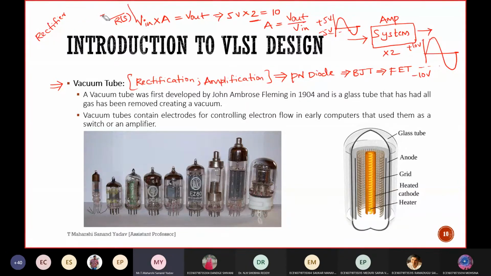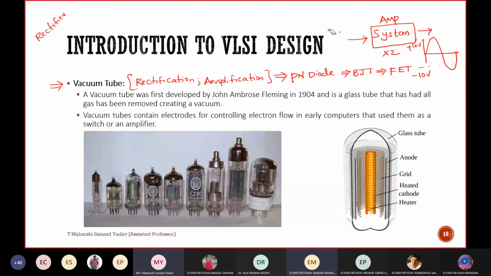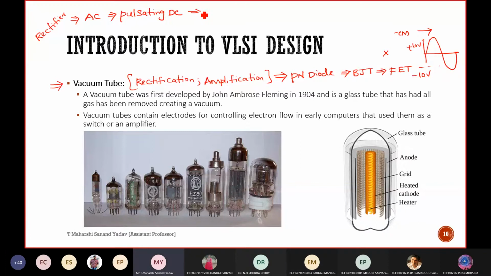Then what about the rectifier? AC to DC conversion. AC to DC or AC to pulsating DC? What is pulsating DC? Rectifier means it converts AC to pulsating DC. How to make it pure DC? Filters. I need to add filters so that I get pure DC as the output.